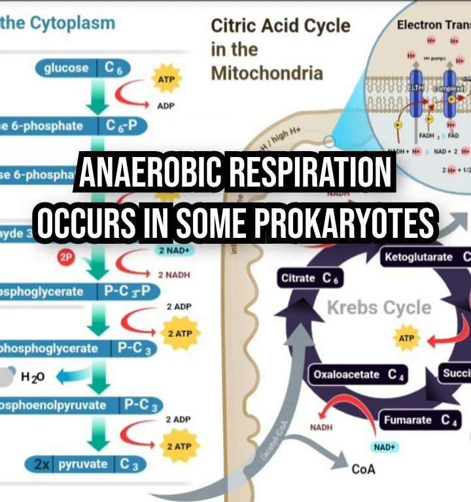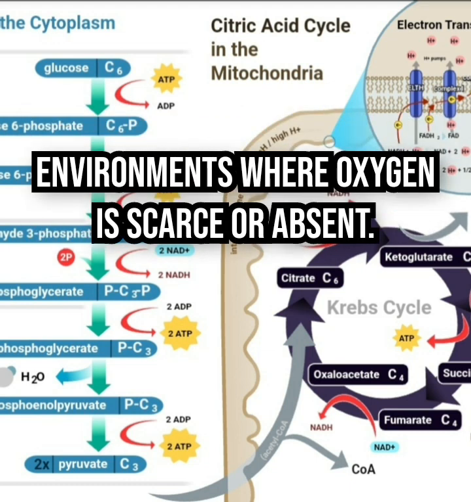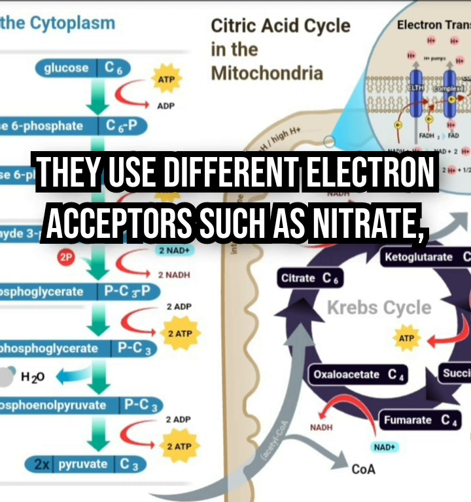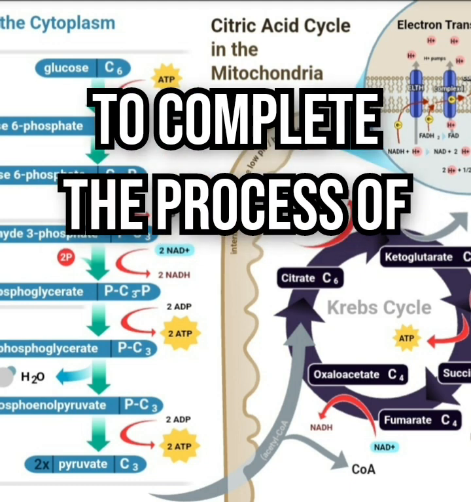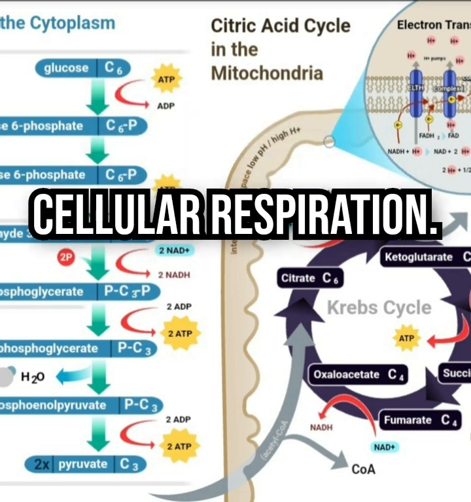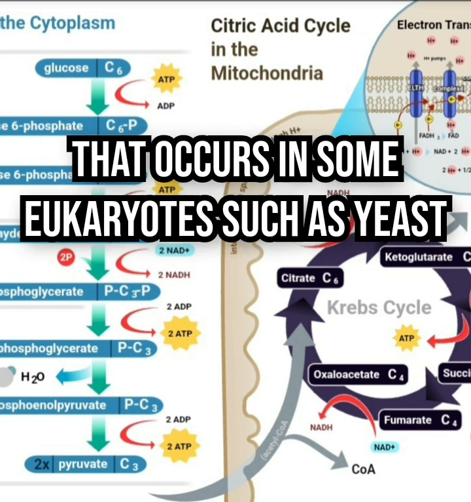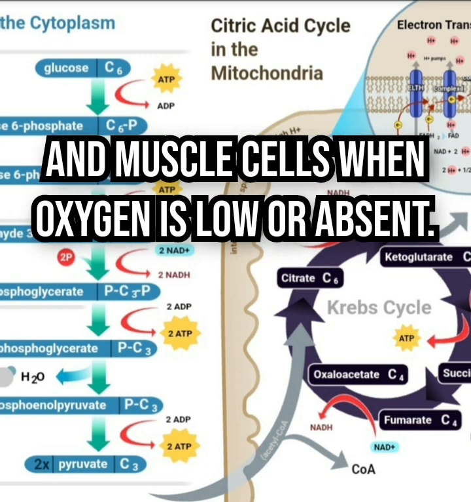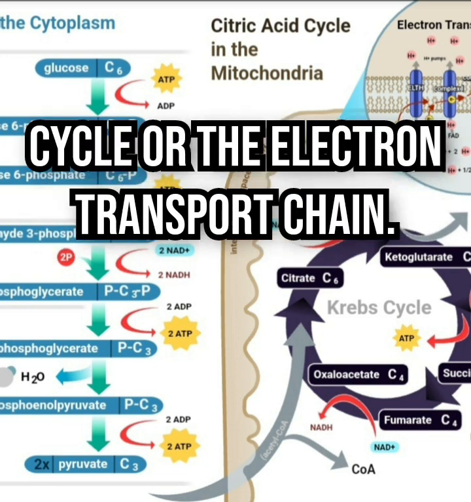Anaerobic respiration occurs in some prokaryotes, such as bacteria and archaea, that live in environments where oxygen is scarce or absent. They use different electron acceptors, such as nitrate, sulfate, or carbon dioxide, to complete the process of cellular respiration. Fermentation is a type of anaerobic respiration that occurs in some eukaryotes such as yeast and muscle cells when oxygen is low or absent. Fermentation does not involve the citric acid cycle or the electron transport chain.